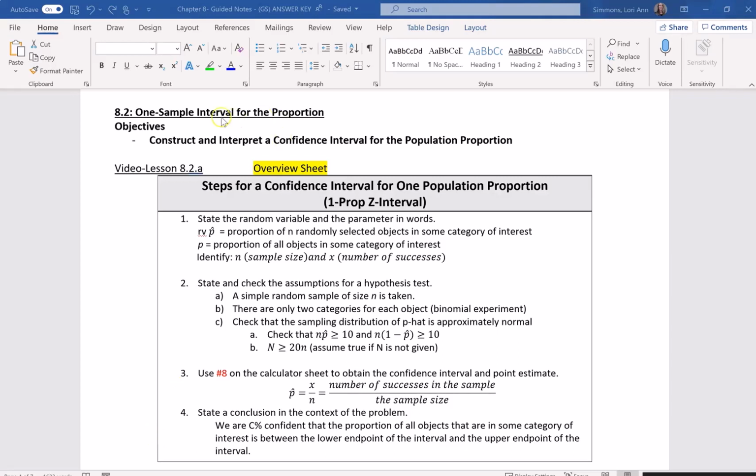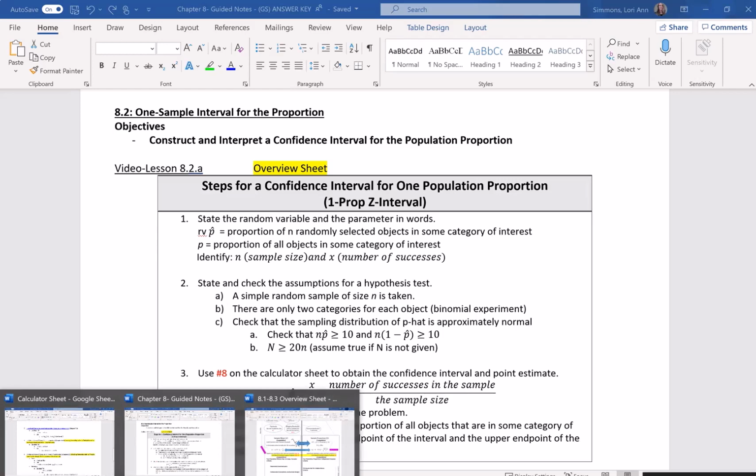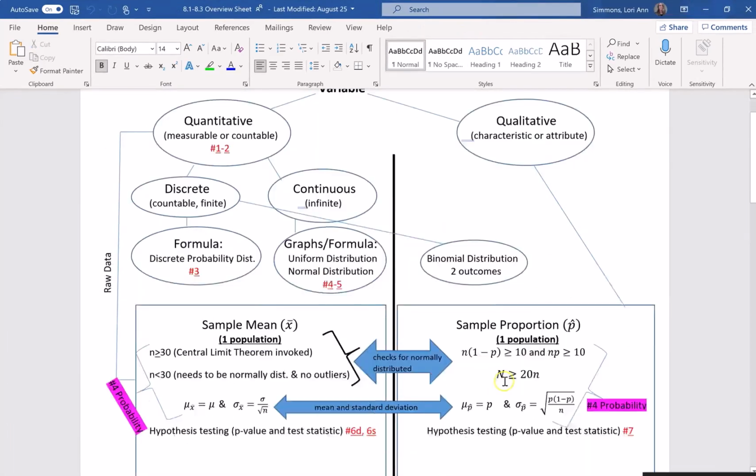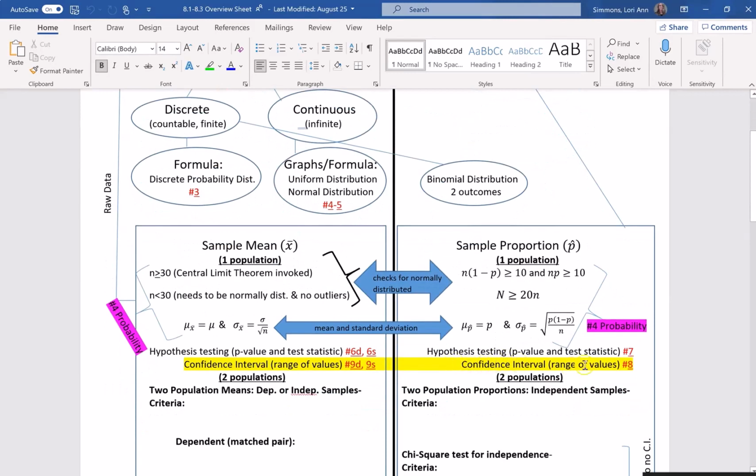8.2, one sample interval for the proportion. We're going to be able to construct and interpret a confidence interval for the population proportion. So if we look at our overview sheet, we are on proportions. That's qualitative. This is the only thing yellowed for chapter 8. So this is what we're going to be learning today, confidence intervals. So that's a range of values. We're going to use number 8 on the calculator sheet.